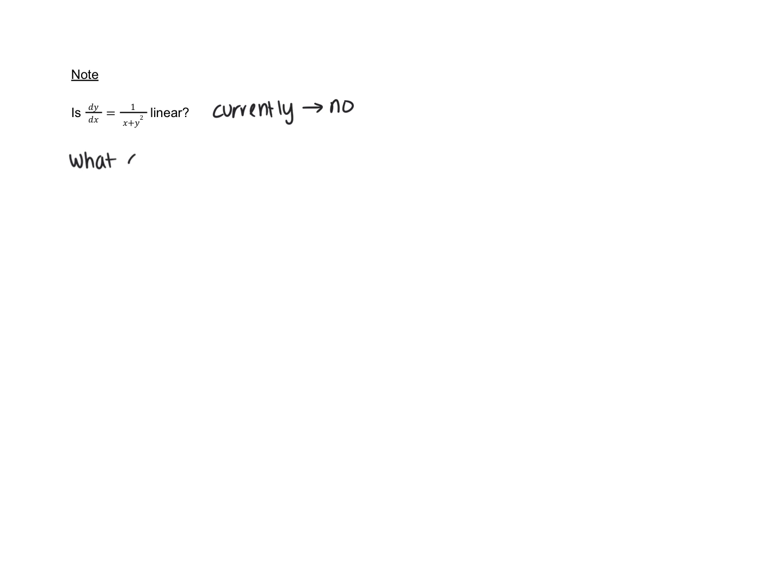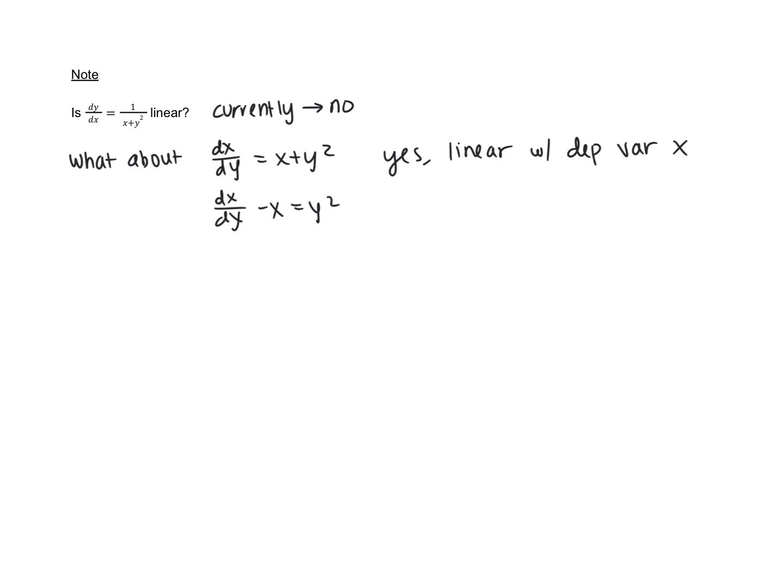Well, what if we considered the equation dx dy is equal to x add y squared? Is that linear? Well, yes, this is linear with a dependent variable x. We could write dx dy subtract x is equal to y squared. So this is linear. Then when we found our integrating factor, it would be in terms of y instead. So we would have e to the integral of -1 dy, which would give us e to the negative y.